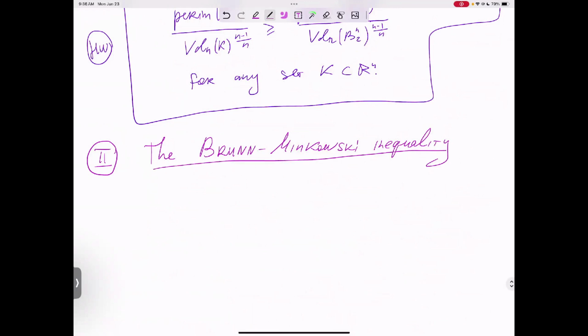Has any of you ever heard about the Brunn-Minkowski inequality? Don't hesitate. As I mentioned, I'm very happy to always hear from you guys.